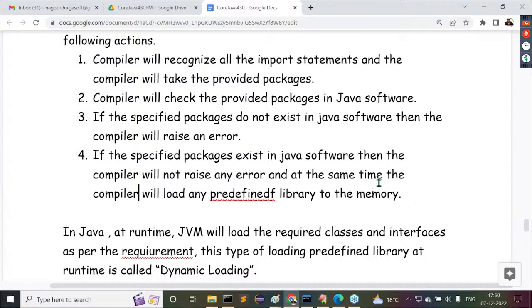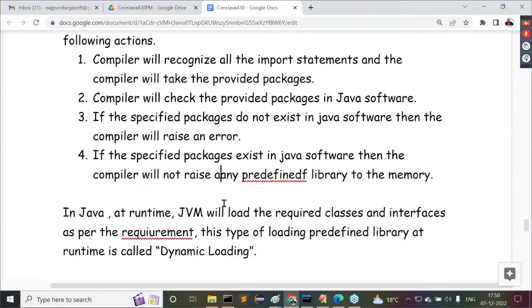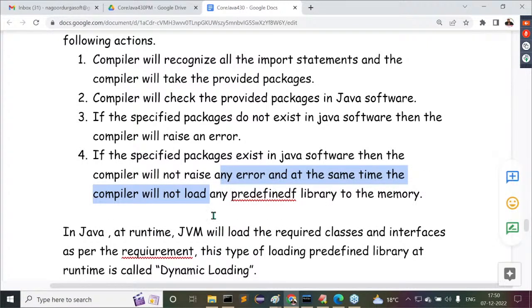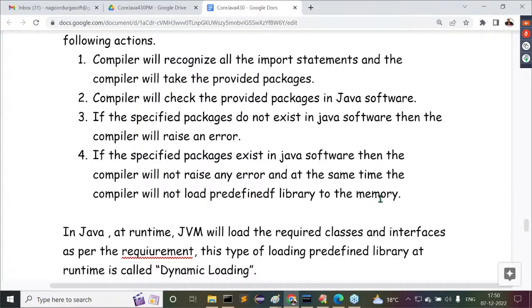the compiler will not load the predefined library to the memory. Observe carefully. Are the points clear or not? If the specified package exists in Java software, then the compiler will not raise any error. At the same time, the compiler will not load the predefined library to the memory.